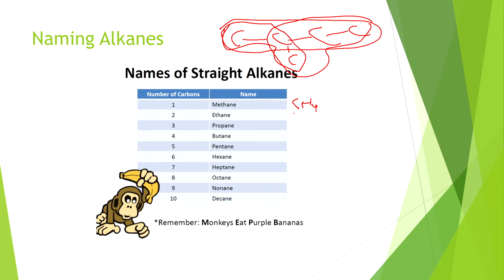Similarly, we can do the same for ethane, and we can come up with the chemical formula of C2H6, etc. If you guys want to continue numbering them, you can, but I'm going to skip that.